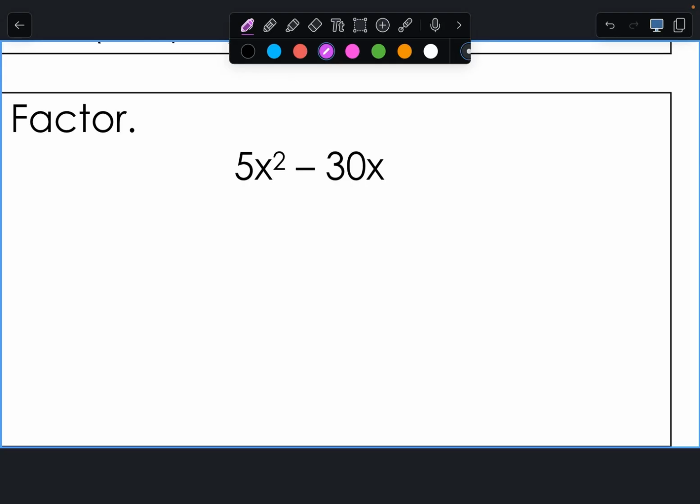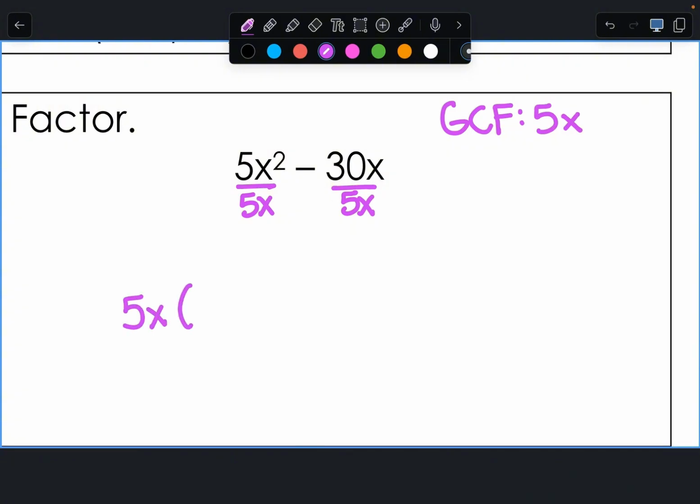It's going to be 5. 5 is going to be the greatest number that multiplies into both of them. Now, both terms also have a what? X. So we're going to include that in my greatest common factor. So 5x is what goes on the outside of the parentheses. Now, 5 divided by 5 is 1.